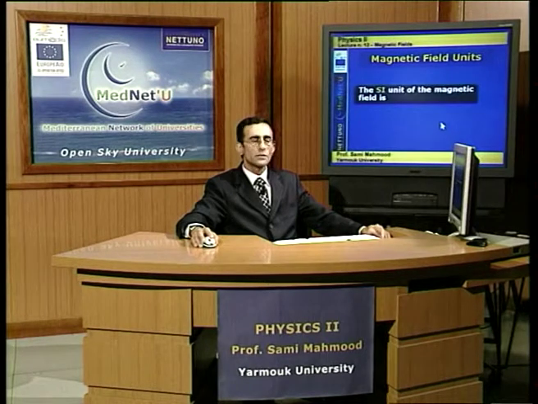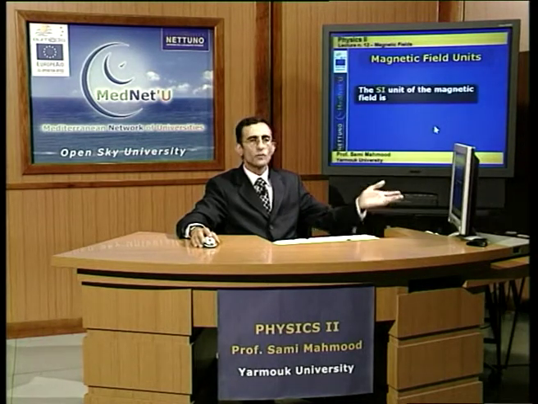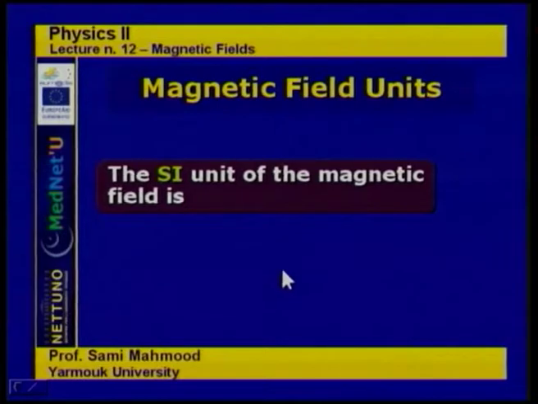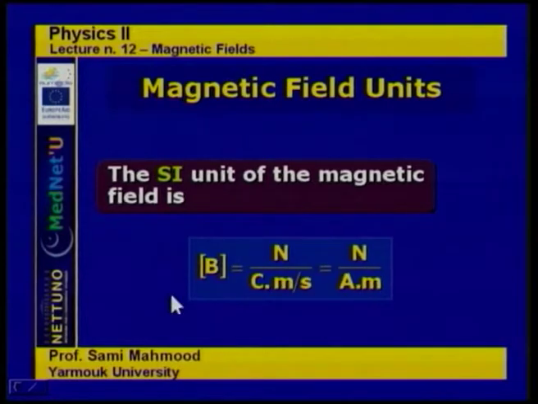The units of the magnetic field can be derived from the definition of the magnetic field, as we have seen. In the international system, the unit for the field is the force divided by charge divided by velocity. So the unit of B should be Newton per coulomb per meter per second. But coulomb per second is simply the ampere, as we have mentioned before. So the unit of B is Newton per ampere meter.